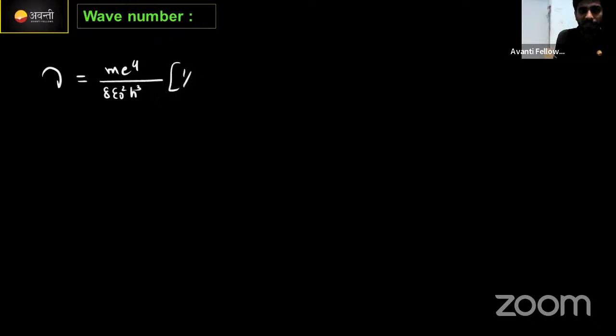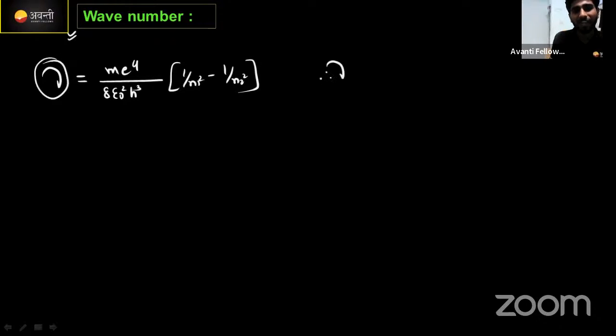Okay, that is clear, so we'll move forward. We got the equation for frequency. What was the equation? m e to the power of 4 divided by 8 epsilon naught square h cube into 1 by n1 square minus 1 by n2 square. Correct now? Now we need the wave number. Before that I will tell you one more point. Here is the frequency.